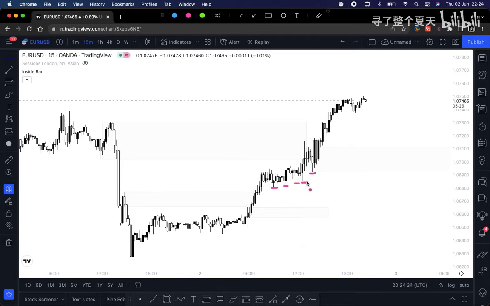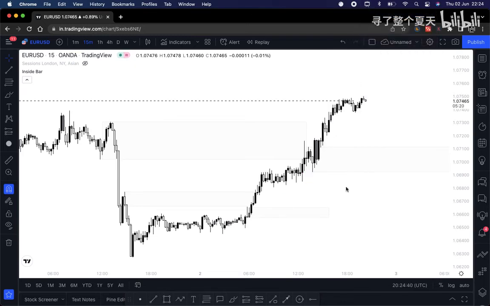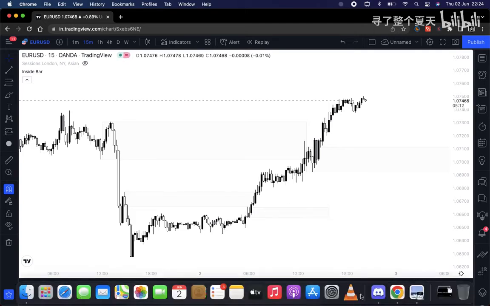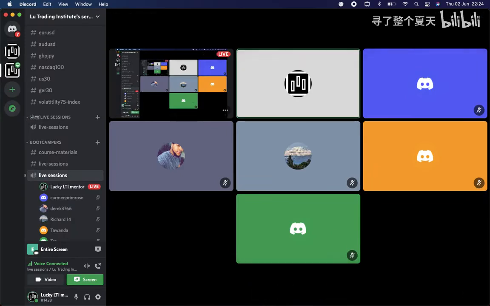But if we got a low getting taken out, it means that, oh, okay, now I have a potential shift. Does it make sense? Yes, it does. Okay, so any questions? Any questions? Any questions?